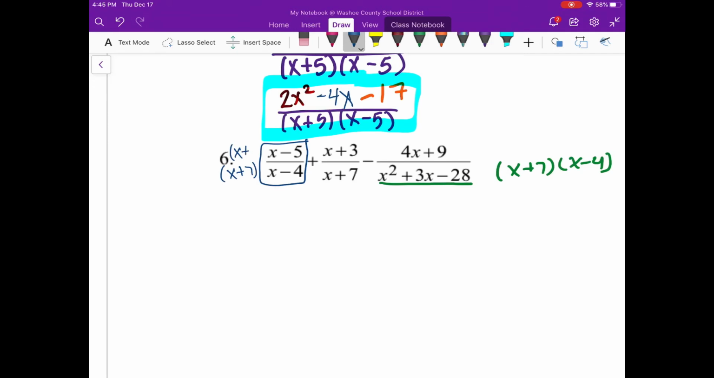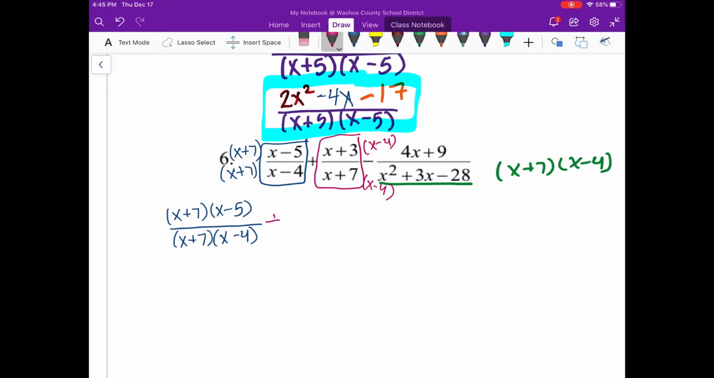The first one is missing the x plus 7, so I have to make sure I'm multiplying both the numerator and denominator by x plus 7. The second one is missing the x minus 4, so I need to make sure that I'm multiplying the second one by x minus 4. Okay, so here we go. My first fraction just turns into x plus 7, x minus 5.